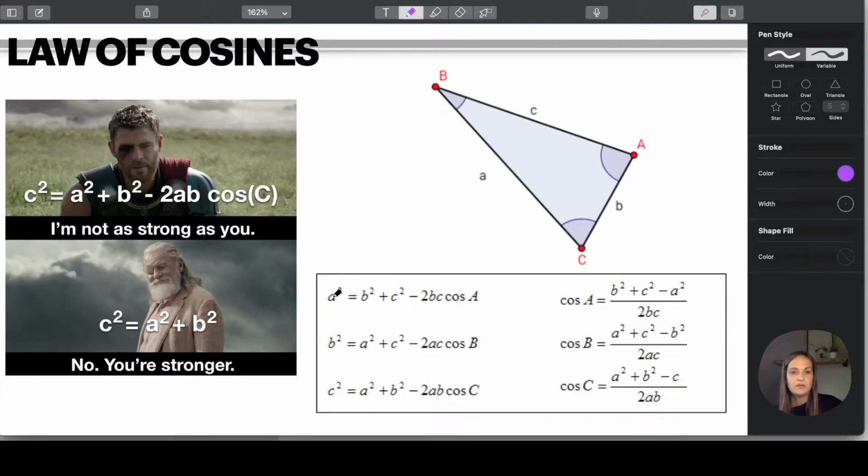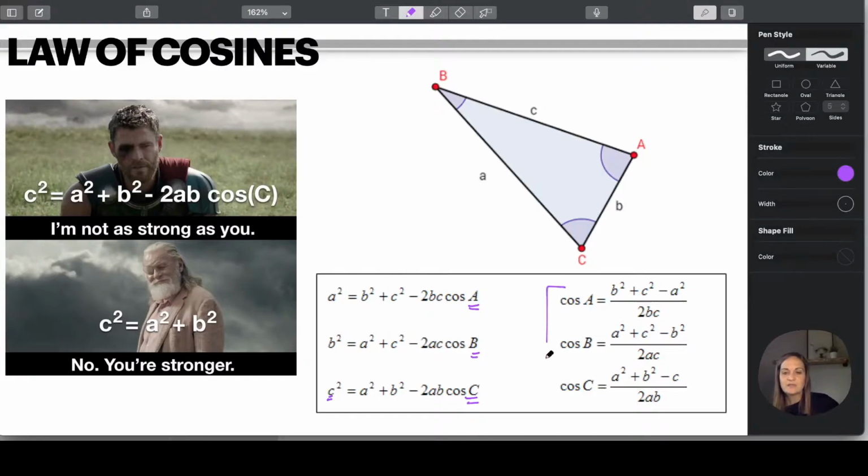Meaning, if you're looking for little a, then you're going to have the other two sides, which is b and c, and then it's going to be cosine of the angle A. If you're looking for little b, then you're going to have cosine of angle B. And if you're looking for little c, then you're going to be using the cosine of C.